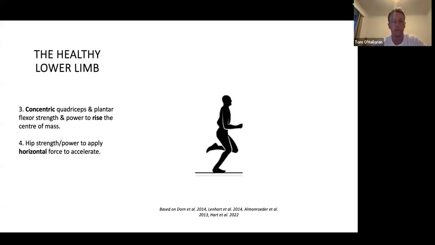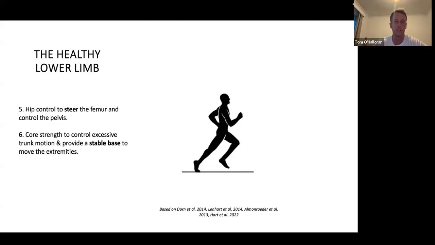We need some hip strength and power to apply a horizontal force to accelerate, more for sprinting, but a healthy lower limb has a hip that can hinge, has a glute max that can reach that position where it's in a good length-tension position to produce a horizontal force to accelerate.